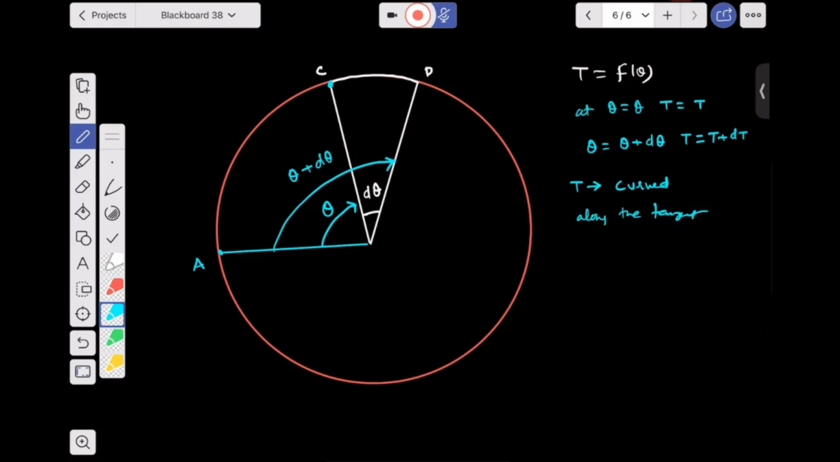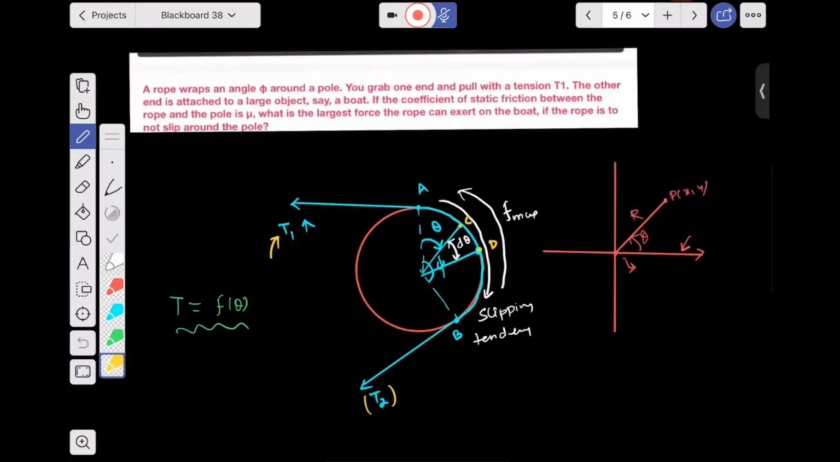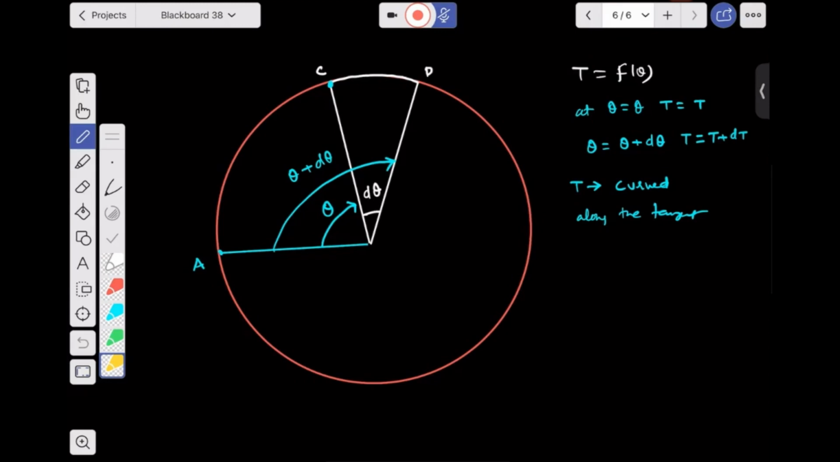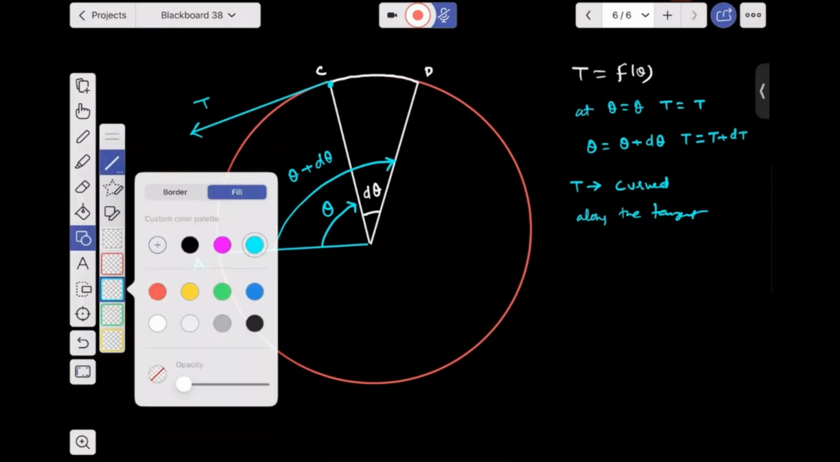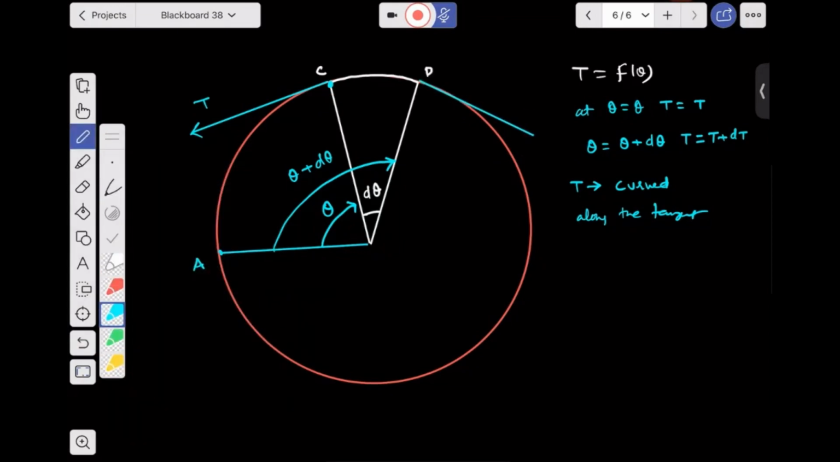So maybe I'll show you the earlier figure. Tension here is going to be T like that. And tension here is also going to be an action-reaction pair. But what tension am I indicating? The one that is acting on the section CD, not the one that is acting on the section AC or BD. So the tension at C will be acting along the tangent. Tension at C is T, and the tension at the other point, D, is T plus dT. Up till here, have all of you understood?